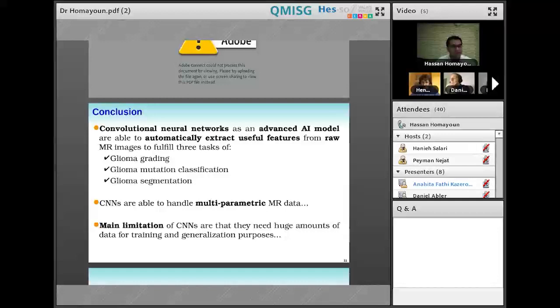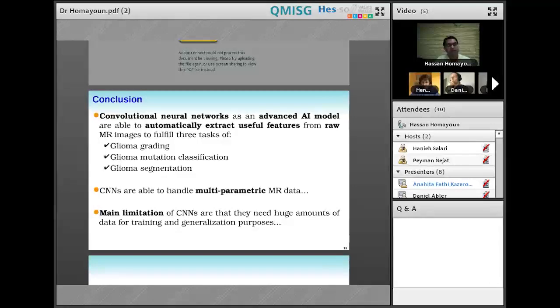To conclude my speech, convolutional neural networks are very advanced AI models that can automatically extract useful features from raw MRI images. They are applicable to glioma grading, glioma mutation classification, and glioma segmentation. Convolutional neural networks are able to handle multi-parametric MR data. This means that we can feed the network with multiple modalities and simultaneously information is extracted from these multi-parametric data to handle the task.